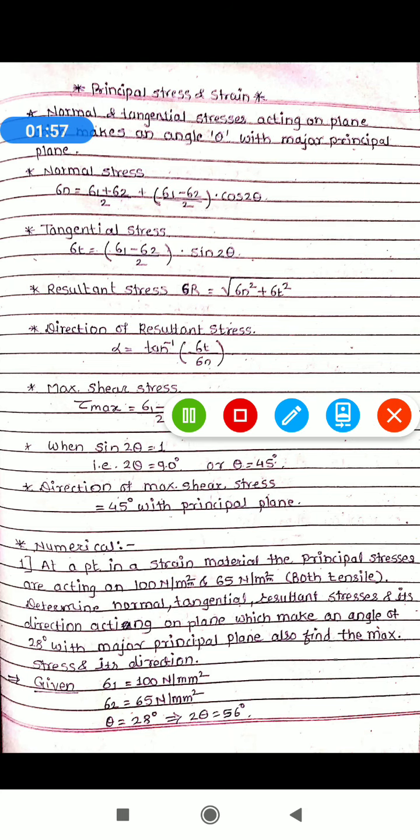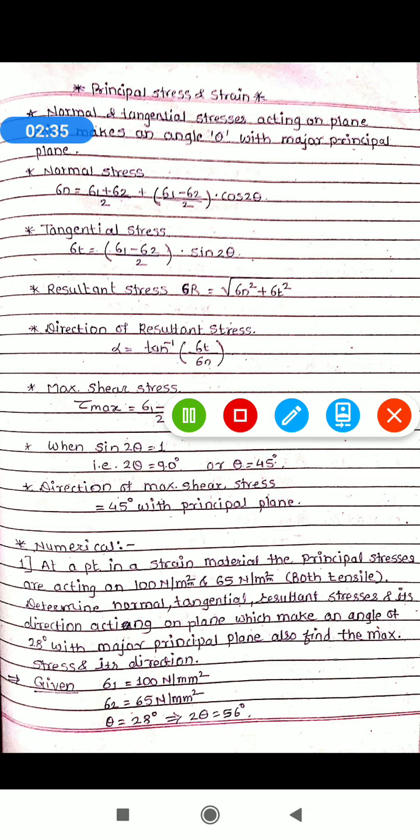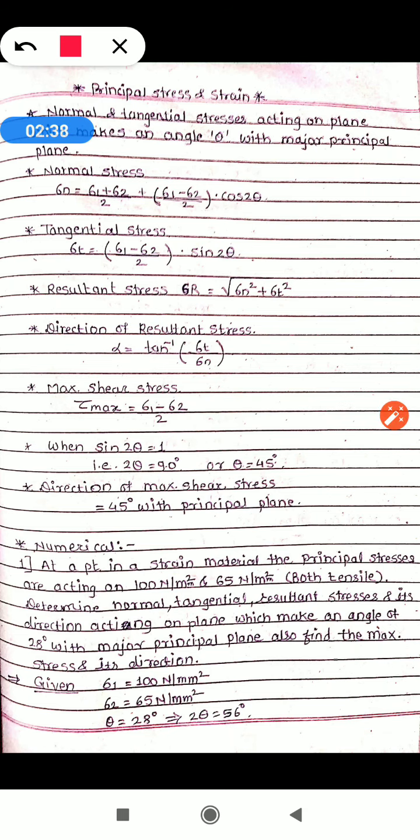After the direction of resultant stress, the maximum shear stress. The maximum shear stress tau max equals sigma 1 minus sigma 2 divided by 2. The sigma 1 and sigma 2 values are given in the numerical. When sin 2 theta is equal to 1, 2 theta equals 90 degrees and theta equals 45 degrees. The direction of maximum shear stress is 45 degrees with the principal plane. Now we are going to a numerical.